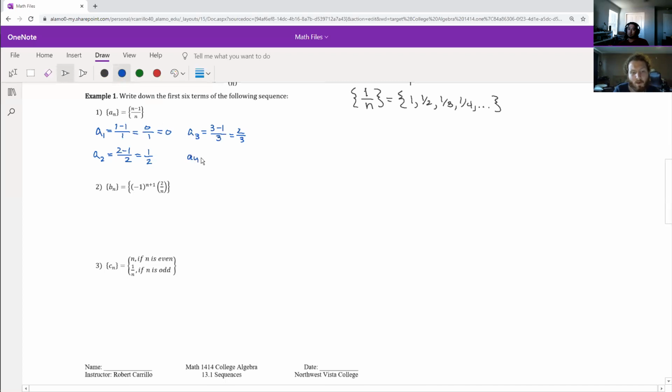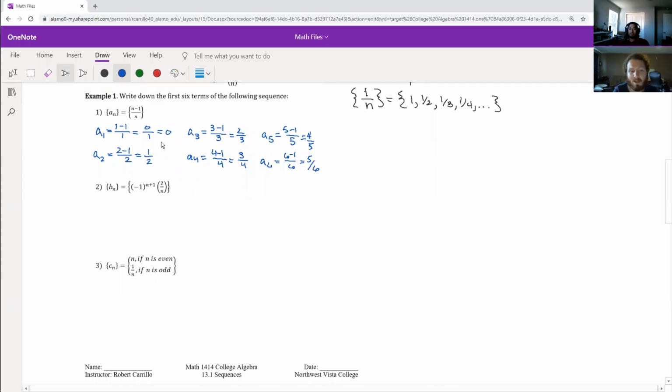A sub 4 will be equal to 4 minus 1 divided by 4. This is 3 fourths. Maybe you're noticing a pattern here already. That's a really important thing about sequences. We use them to talk about patterns in mathematics. Maybe you're seeing the pattern here already. A sub 5 will be 5 minus 1 divided by 5. This is 4/5. And a sub 6 is equal to 6 minus 1 divided by 6, which is 5/6.